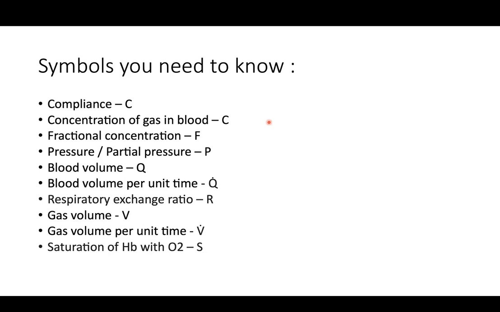Now, this may seem a little foreign, but once we go over the lecture, you'll see that it'll be natural to you, inshallah. And not all of these are super important, I'd say. For this lecture, just know these: concentration of gas in blood, fractional concentration, pressure, blood volume per unit time, gas volume, and gas volume per unit time. The rest, you will eventually know them throughout the block, but not here. Okay, so these are the symbols.